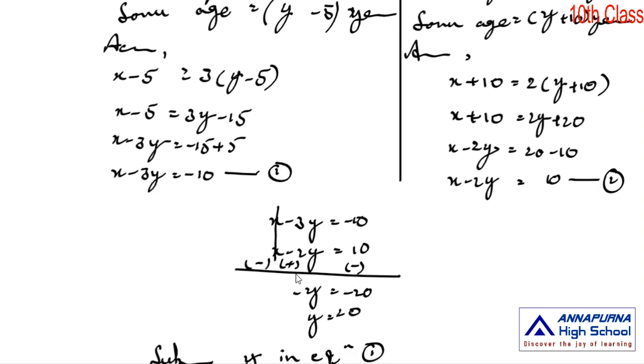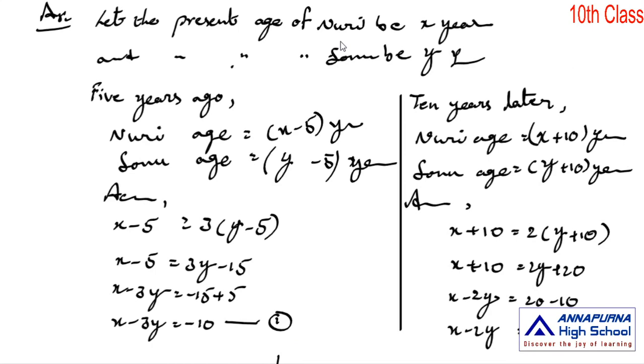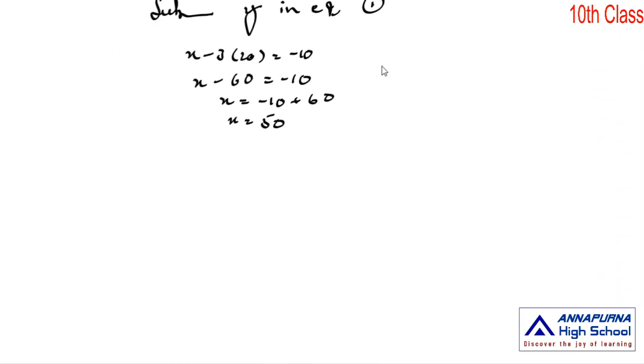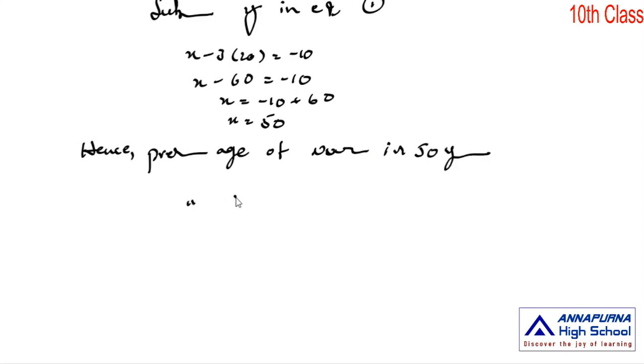Okay. So x means the present age of Nuri and y means the present age of Sonu. Hence, the present age of Nuri is 50 years and the present age of Sonu is 20 years.